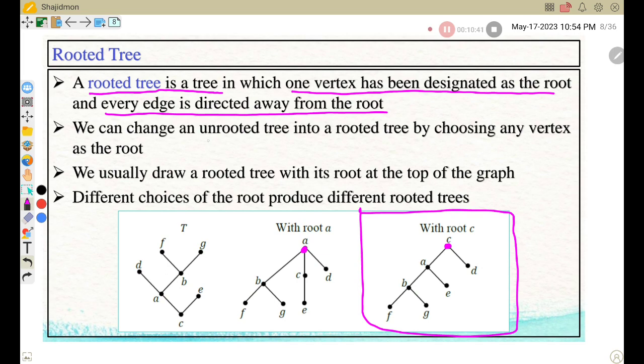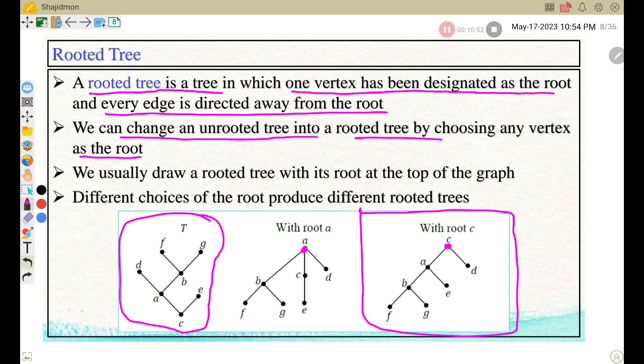Now we can change an unrooted tree into a rooted tree by choosing any vertex as a root. For example, this tree, we can draw it like this. I can take this vertex as a root and draw the tree like this. I am drawing it in a different shape, so I am getting the root A, and I can get one tree.